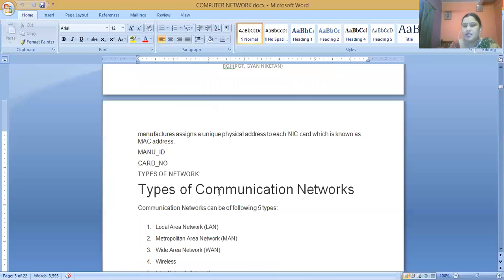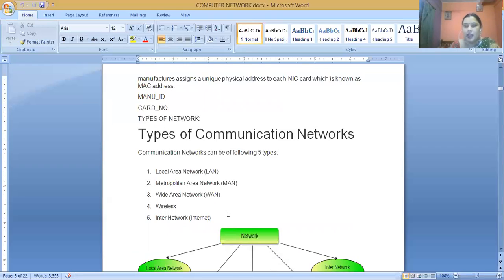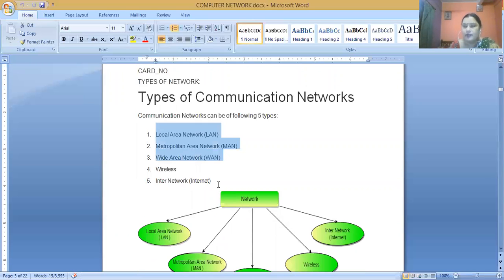Next, we will discuss the different types of networks. What are the different types of networks? There are basically three types of networks: local area networks, metropolitan area networks, and wide area networks. There are basically three types of computer networks, but two more types are added. So communication networks can be of five types.